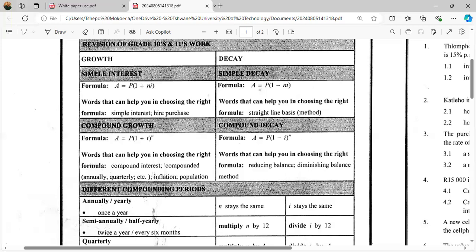And then the ways that can help you in choosing the right formula. If you see the words compound interest, just know you're going to pick up this formula. If you see words such as compounded annually, compounded quarterly, etc., just know that you're going to use this formula. And this thing of compounded annually, quarterly, etc., you're going to learn here in grade 11. And therefore, when you see the word inflation, we are looking at this equation, which is the topic in grade 10, which is what we are currently doing right now with grade 10's inflation. And they use this formula of compound interest.